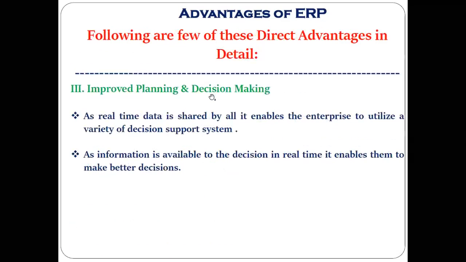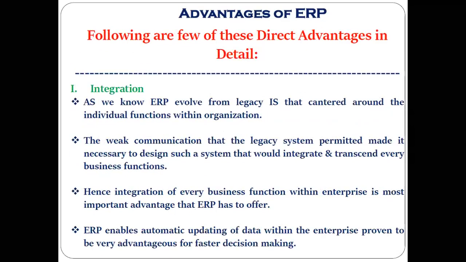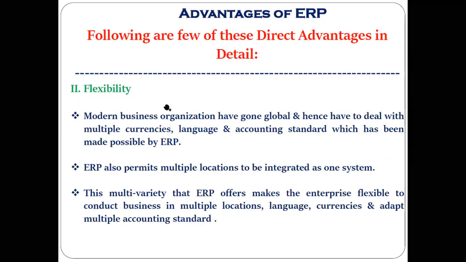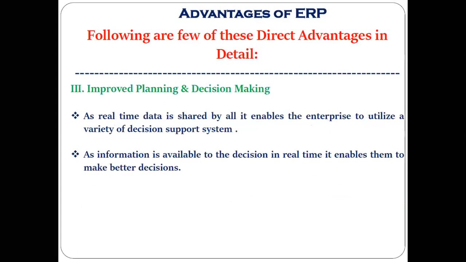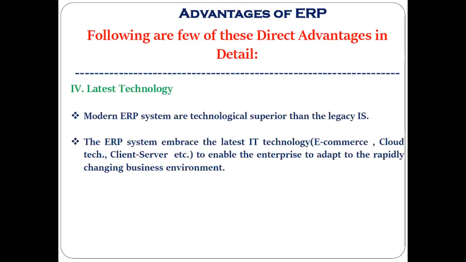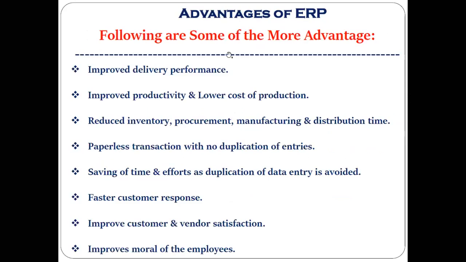Okay, so these are the four main direct advantages related with the ERP. The first advantage is integration. Second is the flexibility that we get because ERP is available in multiple languages, it can handle multiple currencies, multiple accounting standards, etc. Third advantage is improved planning and decision making. That is one of the direct advantages of the ERP. And the fourth important direct advantage is that it can easily work with the latest technology. So these are the four main advantages available with the ERP system.